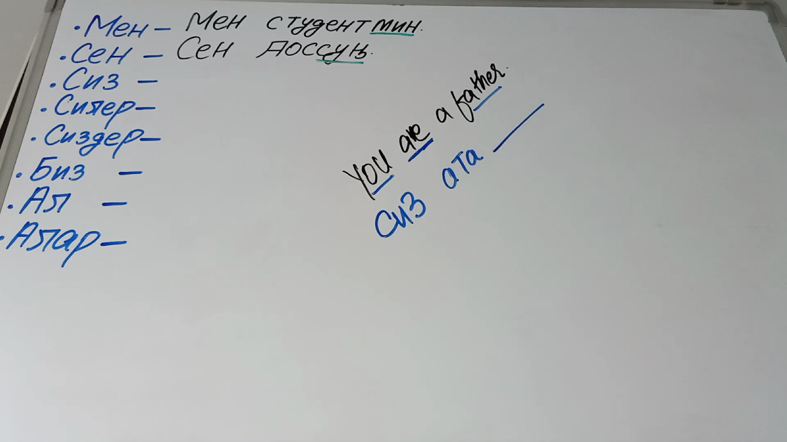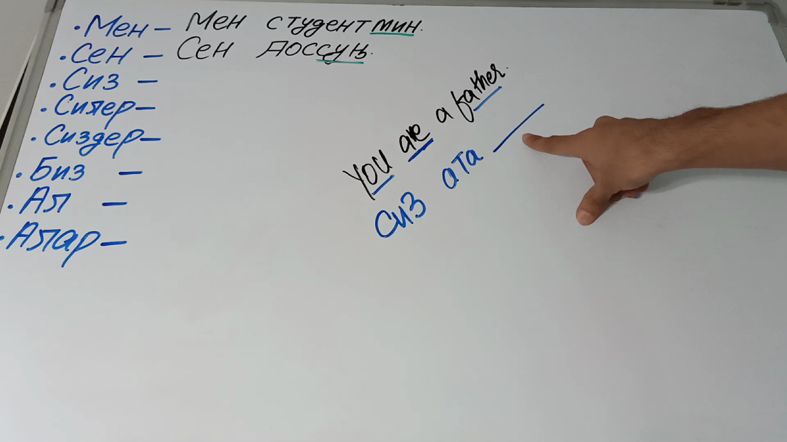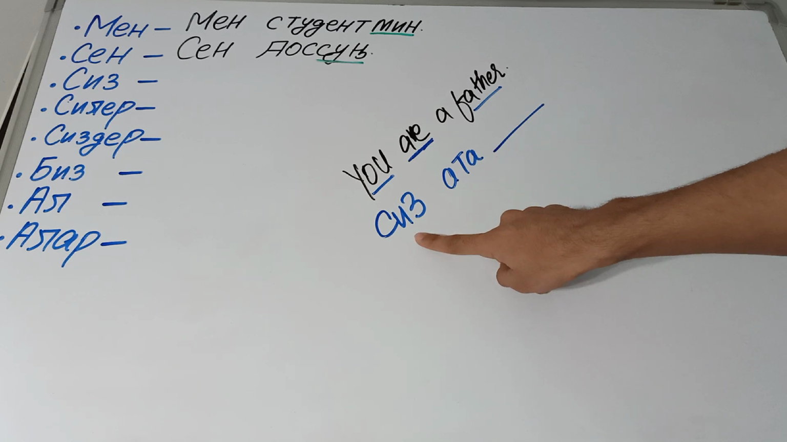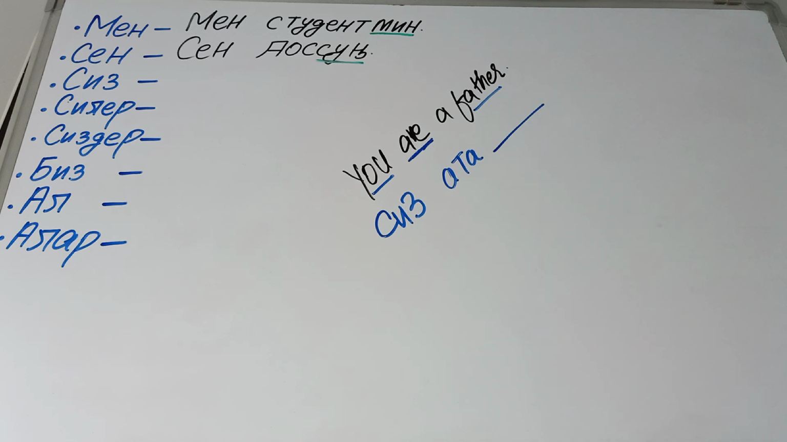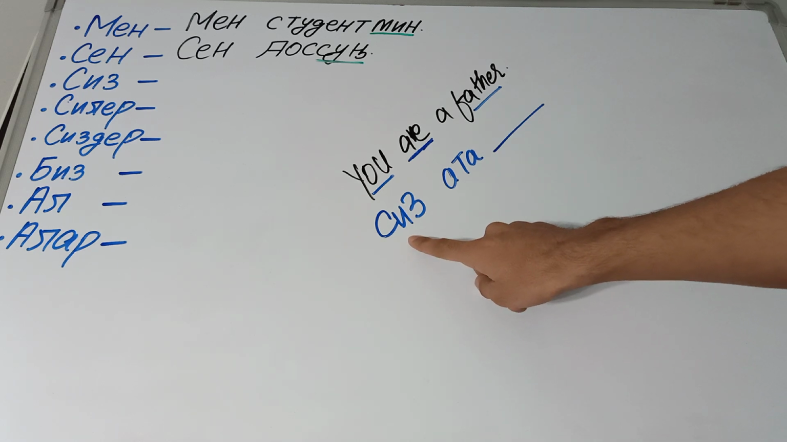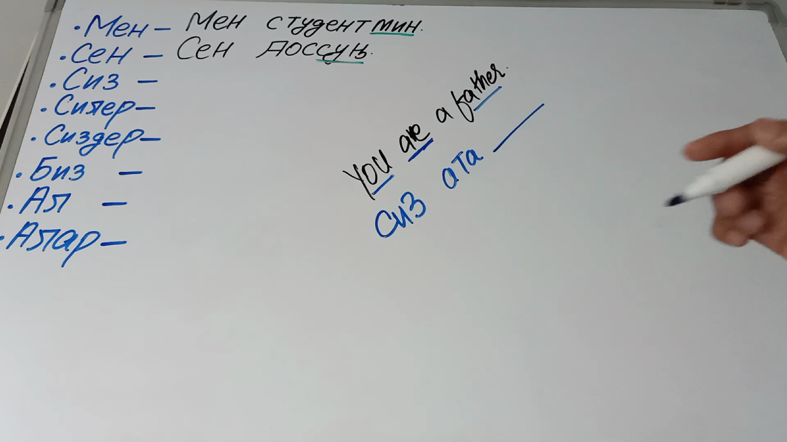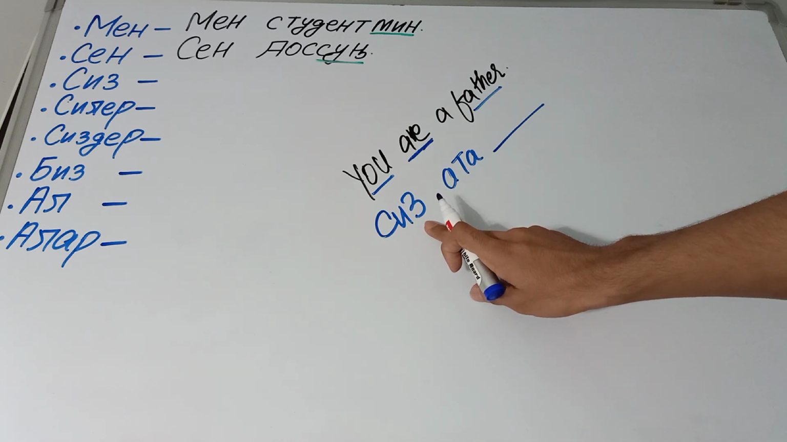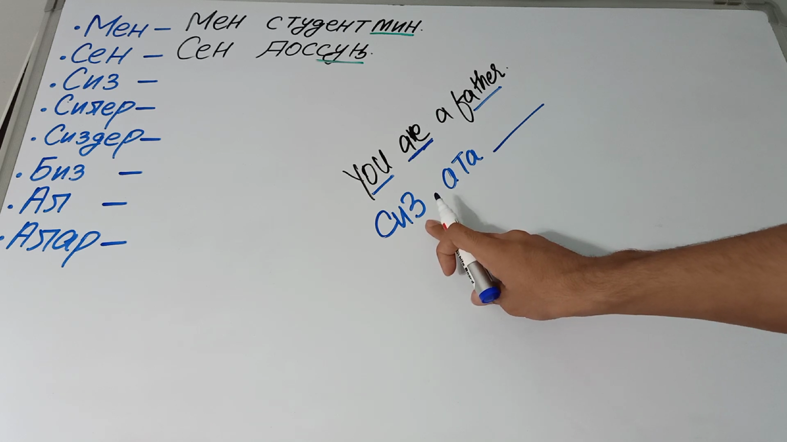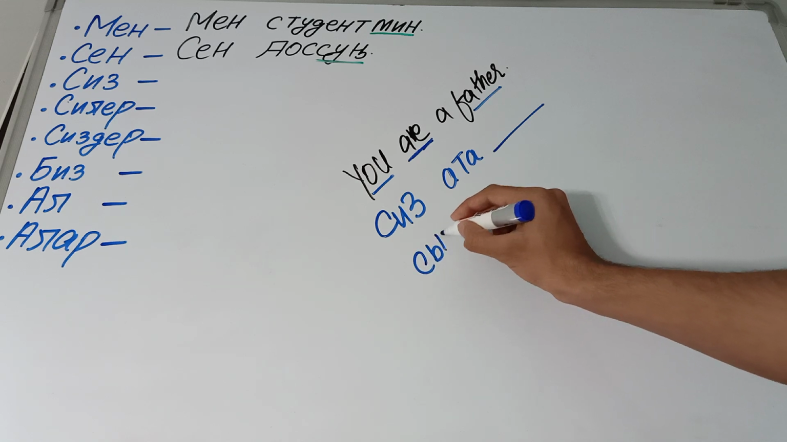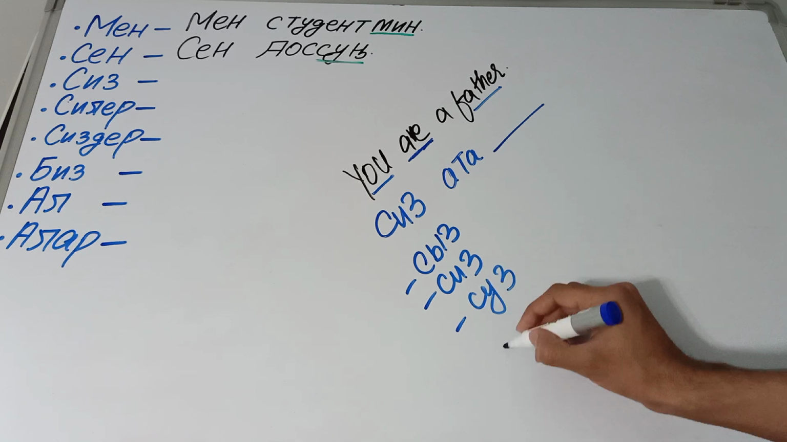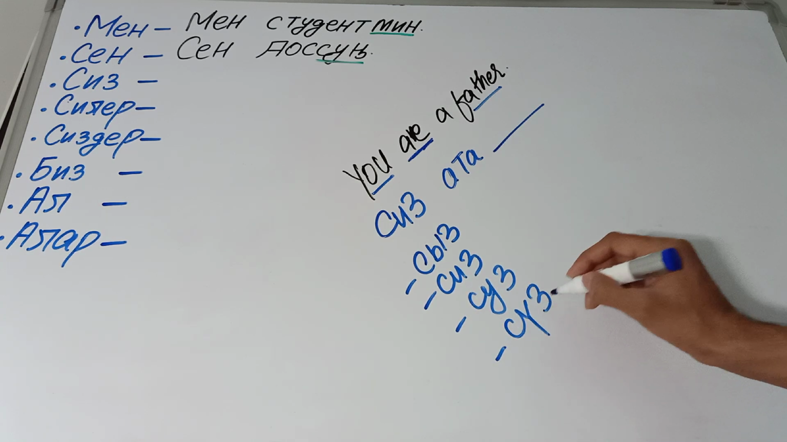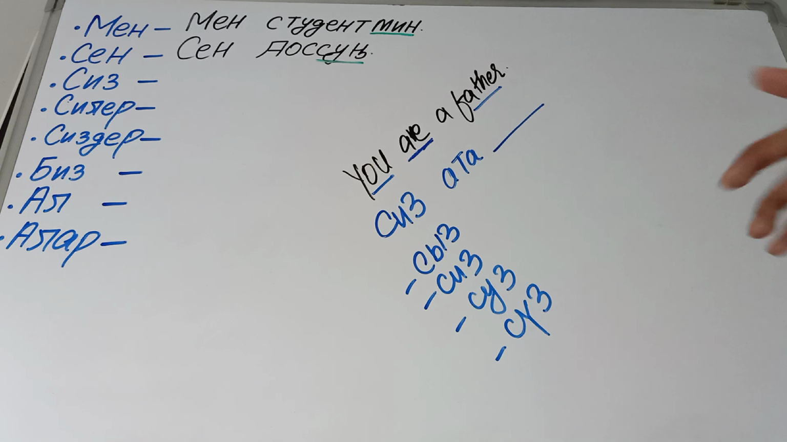While choosing the personal ending here, first of all we have to look at which personal pronoun we have used here. We have already talked about that, and we have chosen sis as the personal pronoun. So the personal pronoun sis has four personal endings: sis, sis, sus, and sus, right? So which ending will we put here?